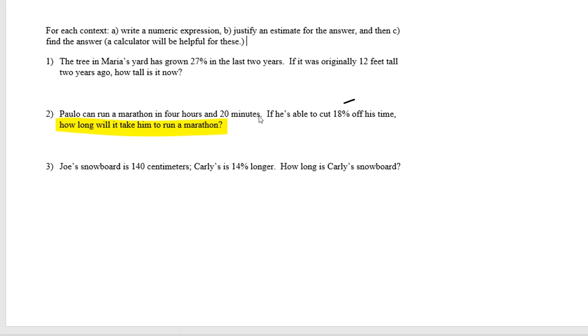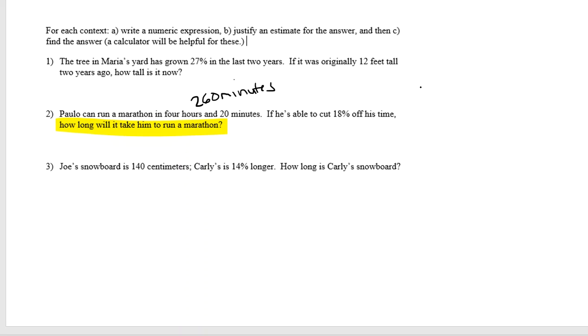Let's just change this 4 hours and 20 minutes to just minutes. Okay, so we know that there are 60 minutes in 1 hour. So if we take 60 times 4, that's going to be 240 minutes. And then if we add 20 minutes, that's going to be 260 minutes. Okay, so we know that Paulo can run a marathon in 260 minutes. One way we can figure out the answer for this is we can say, okay, well, he's able to cut 18% off his time.